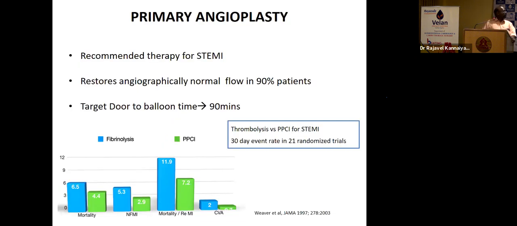Next. What is primary angioplasty? Primary PCI is recommended for all ST elevation MI. It restores angiographic flow in 90% of patients, and the door to balloon time is 90 minutes. If it is done within 90 minutes or up to 120 minutes, it is known as primary. If it is more than that, it is not primary. We can lyse the patient, and from 2 to 24 hours we can do an intervention. It is pharmacoinvasive.